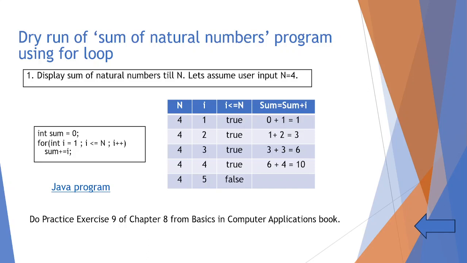Now sum contains 1. Then in the second iteration, i became 2. Sum is equal to sum plus i. Sum became 1 in the first iteration, so we take that 1 and replace the 0 with 1. Now 1 plus 2 is 3. In the third iteration, sum is 3, i is 3, 3 plus 3 is 6. In the fourth iteration, sum is 6, but i is 4, so 6 plus 4 is 10.